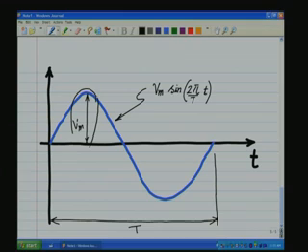Now here, what is constant? When you say it is a voltage source, with respect to the load, what is it that is constant, independent of variation of the load? It is this Vm amplitude.